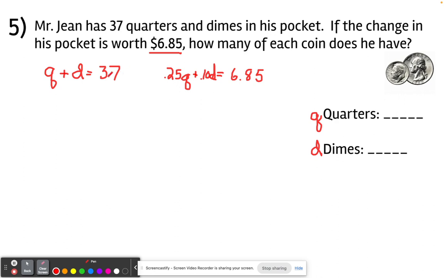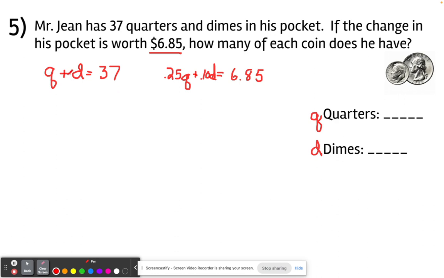So now let's look at this. What's my best way of solving this? I could rewrite my first equation as Q equals 37 minus D, or D equals 37 minus Q, and do substitution. That would be a pretty easy substitution. I could also multiply to use elimination. When I look at this, they are written in standard form, and I usually go to substitution when I have it written in standard form. But what would I multiply by?